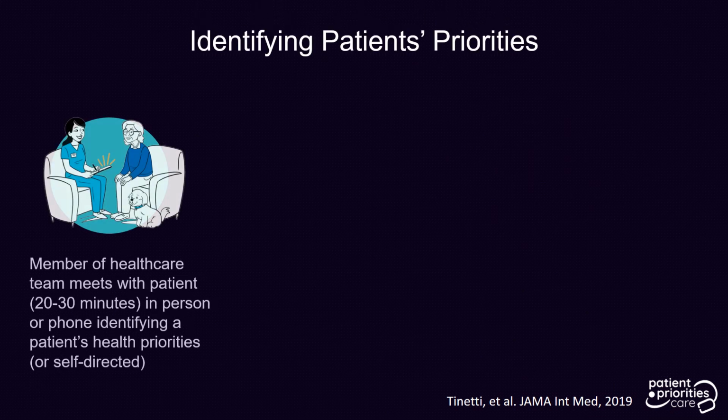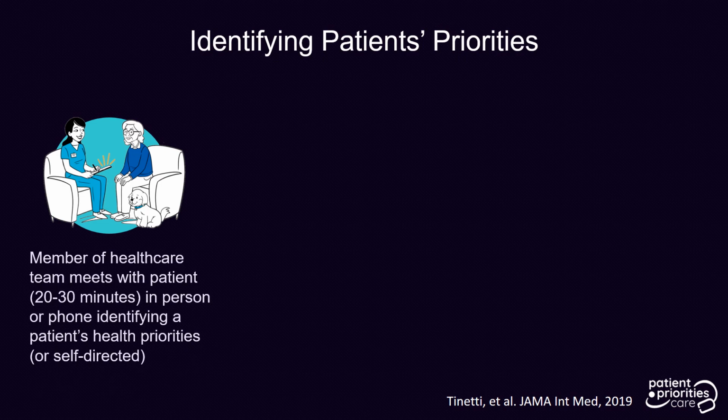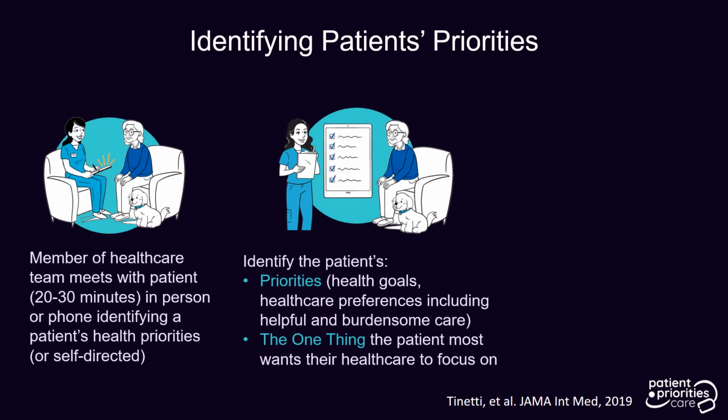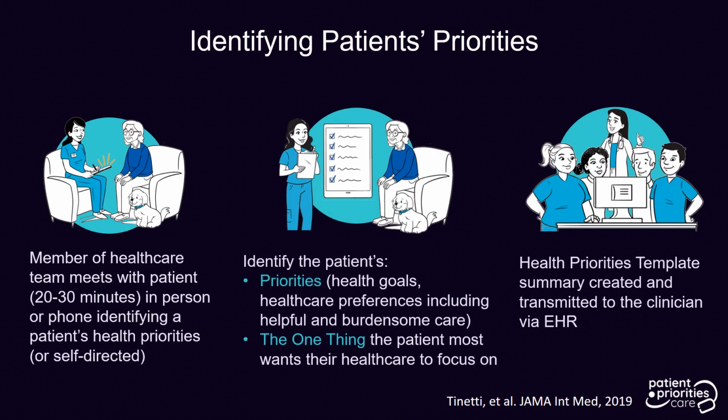This slide gives an overview of the process used to identify a patient's priorities. A member of the healthcare team identifies patients' priorities during a brief encounter. The priorities are then recorded in the electronic health record and include information that is reliable, specific, and actionable enough for you to use in your encounters and to help you make healthcare decisions.